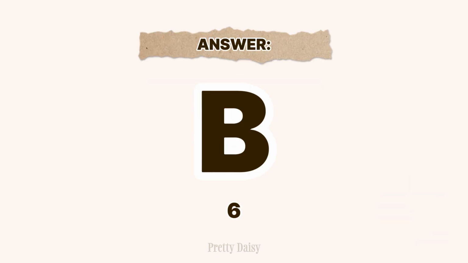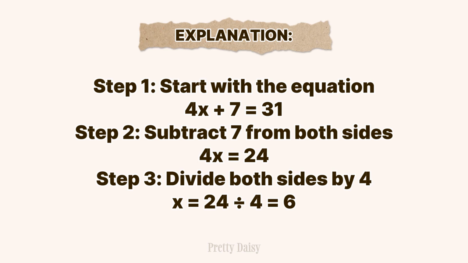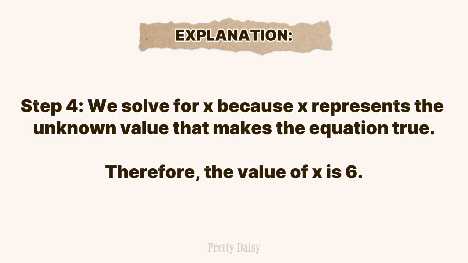Answer: B. 6. Step 1. Start with the equation. 4x plus 7 equals 31. Step 2. Subtract 7 from both sides. 4x equals 24. Step 3. Divide both sides by 4. x equals 24 divided by 4, which equals 6. Step 4. We solve for x because x represents the unknown value that makes the equation true. Therefore, the value of x is 6.